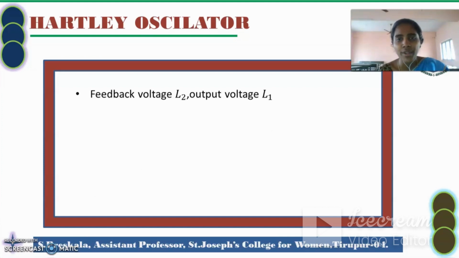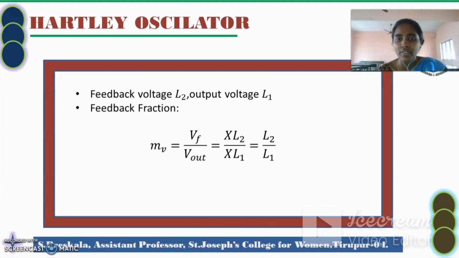We can get our feedback voltage at the L2 terminal and the output voltage at the L1 terminal. So the feedback fraction is MV. So MV is called as a feedback fraction. MV is equal to VF divided by Vout, which means voltage from the feedback divided by voltage from the output terminal. So we can write these two as XL2 divided by XL1.